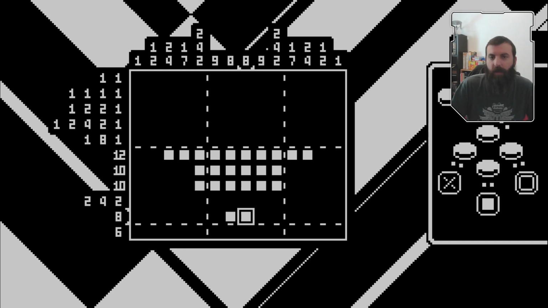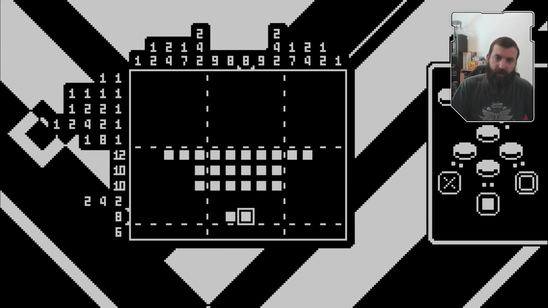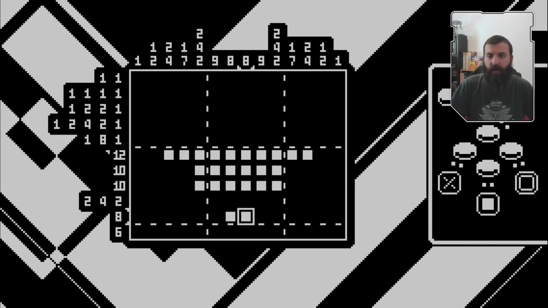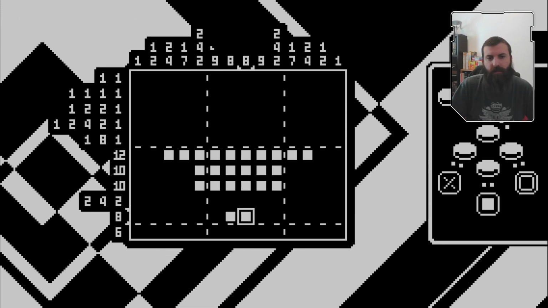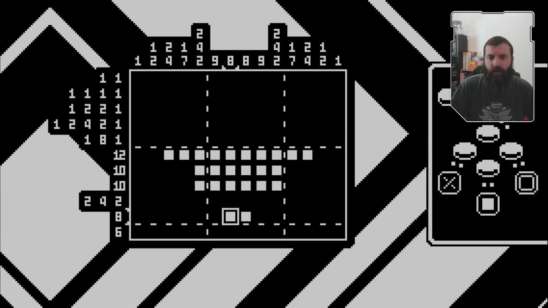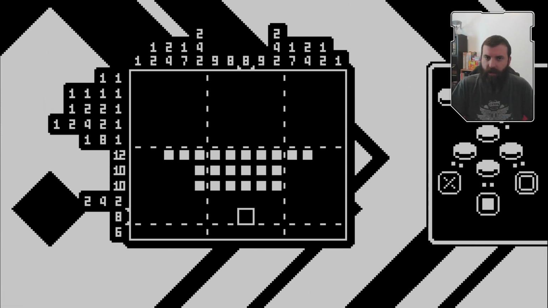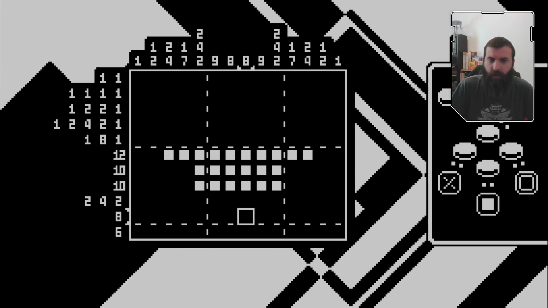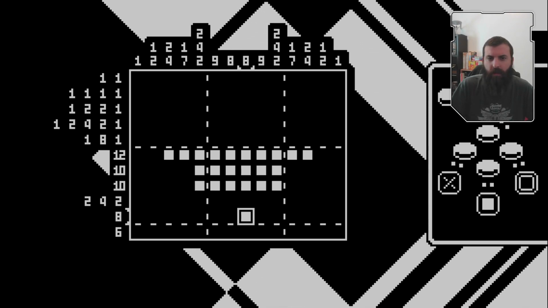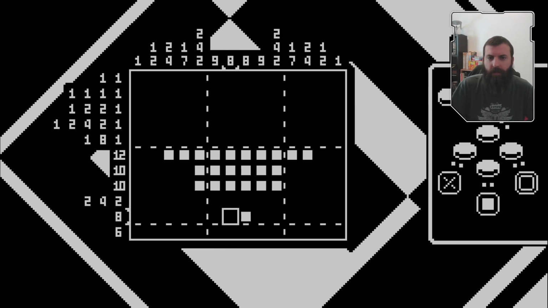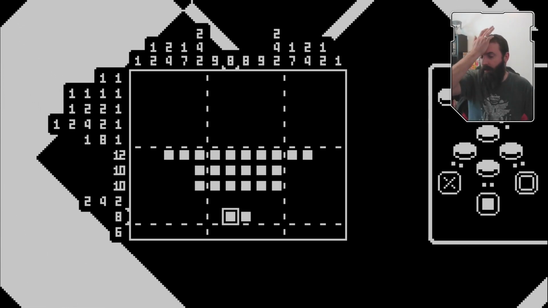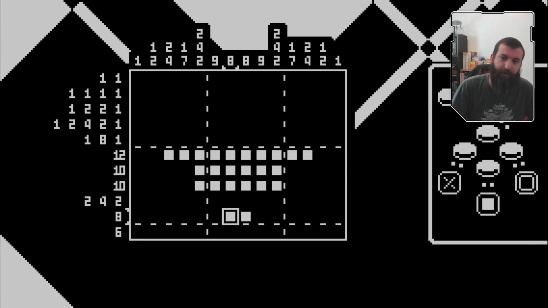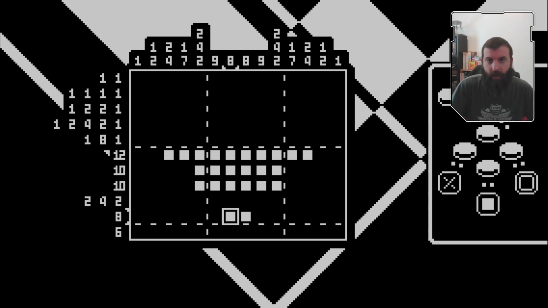Similarly, this 8, we know that these 2 have to be filled in for the 8, horizontally. No, we don't. Scratch that. You know that this... No, yeah, we do. We do. Brain's starting to melt.